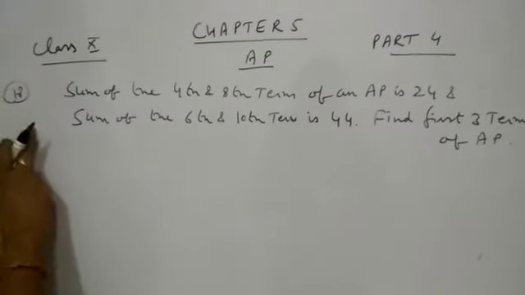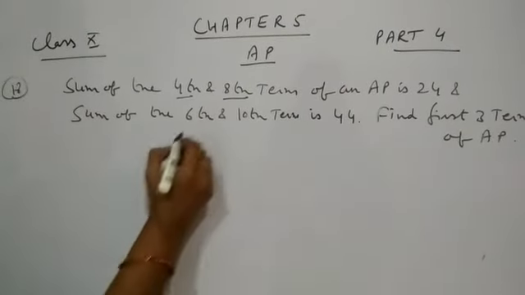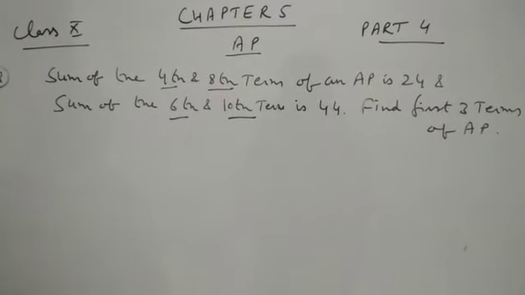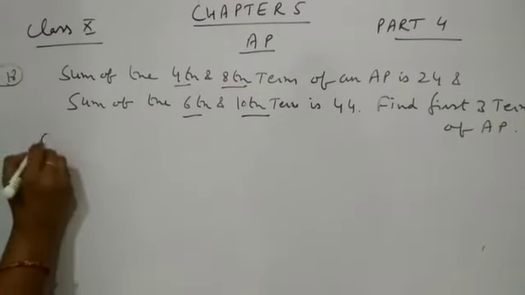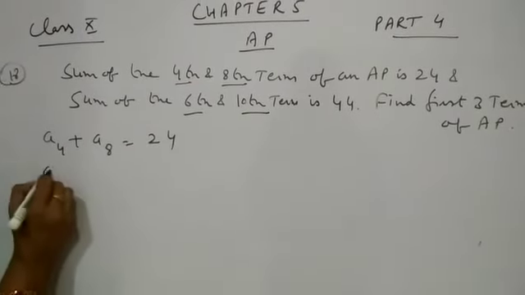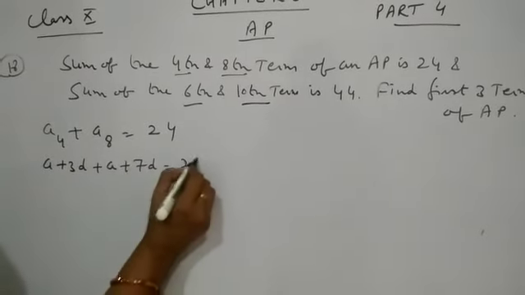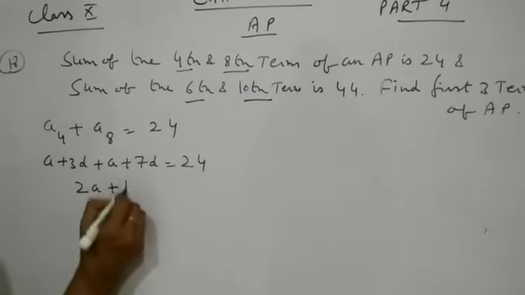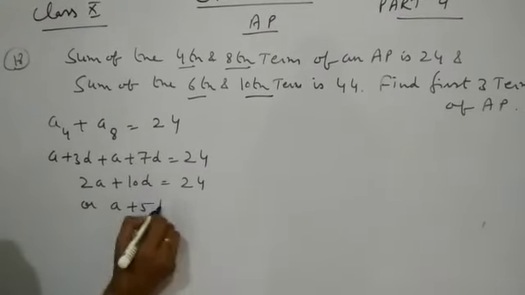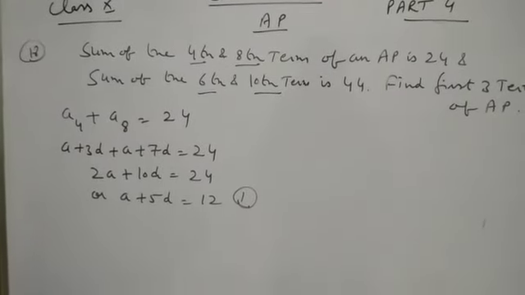So let's take question number 18 now. The sum of the 4th and 8th terms is given. The sum of the 6th and 10th terms is given. We need the first 3 terms of the AP. a4 plus a8 is 24. a plus 3d plus a plus 7d is 24. 2a plus 10d is 24, or a plus 5d is 12. This is the first equation.